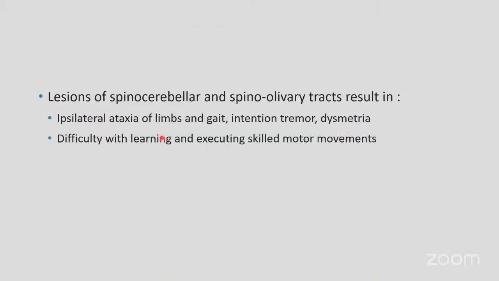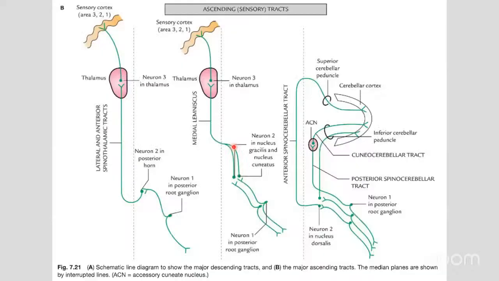Lesions of the spinocerebellar tracts will mainly result in ipsilateral ataxia of limbs and gait, intention tremor, and dysmetria. And lesions of the spino-olivary tract will result in difficulty with learning and executing skilled motor movements.